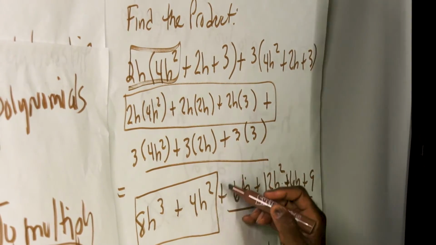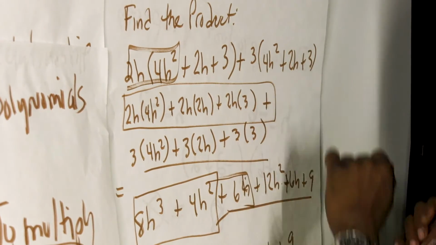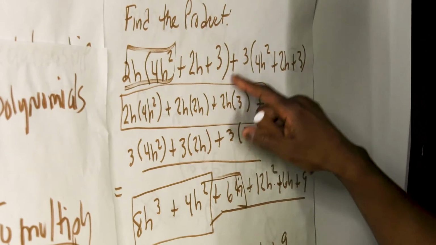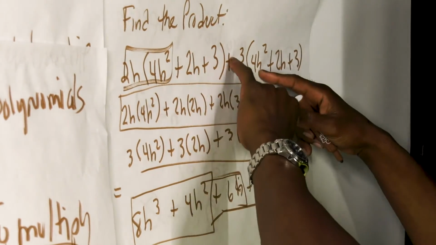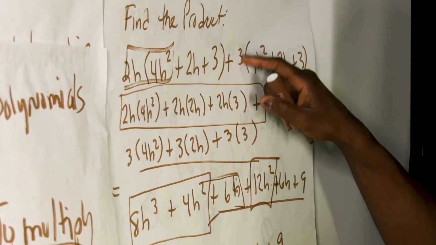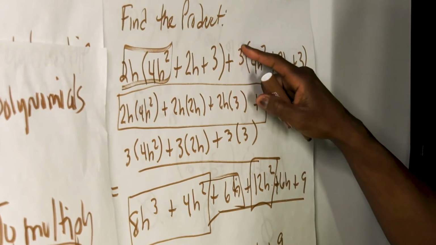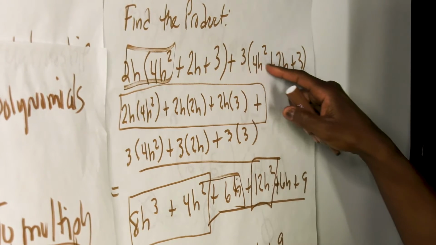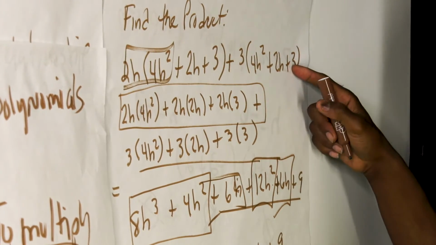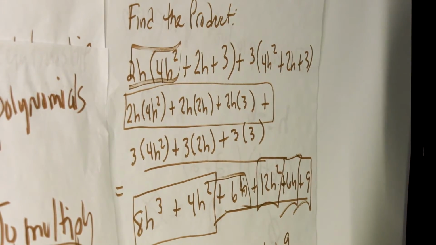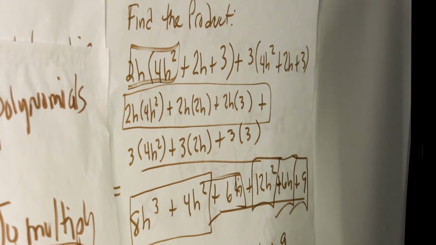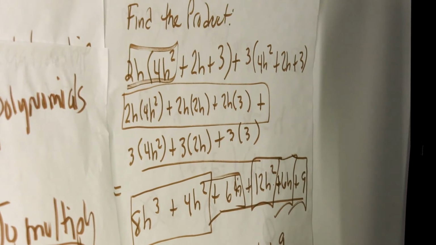So as we go ahead and work this down, now we distribute using 3. 3 times 4h gives us 12h, 12h squared. Because 3 is a constant, it doesn't have a square, so it's 3h squared. Then we have 3 distributed times 2h, which gives us 6h here. And then 3 times 3 gives us 9, the constant of 9. So when we rewrite this out, we end up with 8h cubed plus 16h squared plus 12h plus 9.